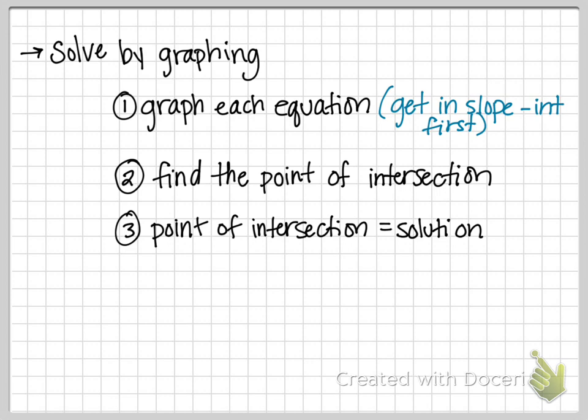And then finally, the point of intersection, whatever that is, it will be an ordered pair. And that point is your solution. So you always write the ordered pair as your solution. That's the solution to a system, is the ordered pair.